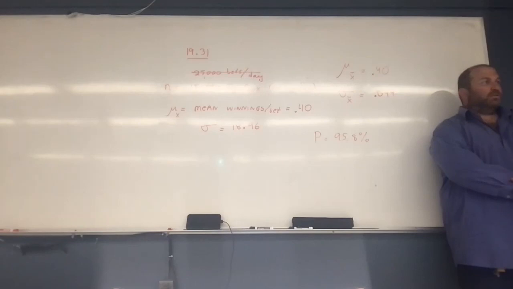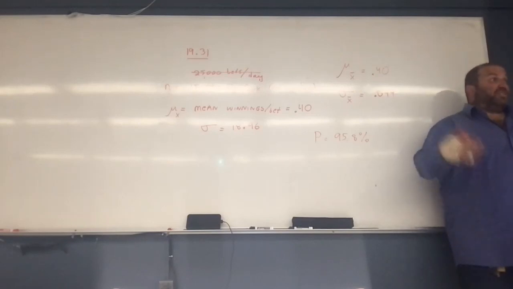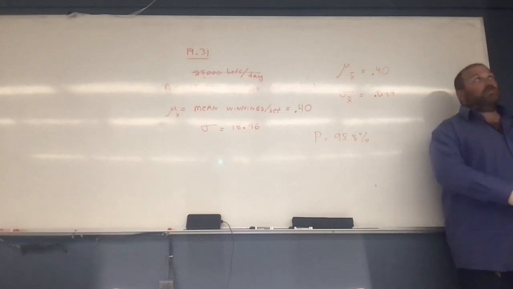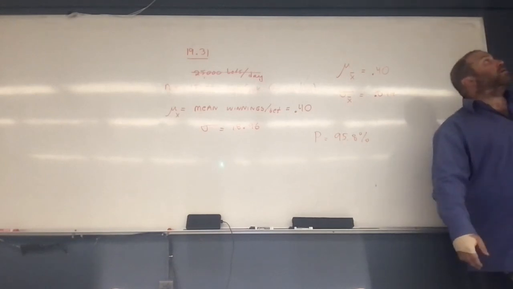Why is the lower one bigger? Because the question was between 30 cents and 50 cents, 0.3 to 0.5. It's also 2 standard deviations away.